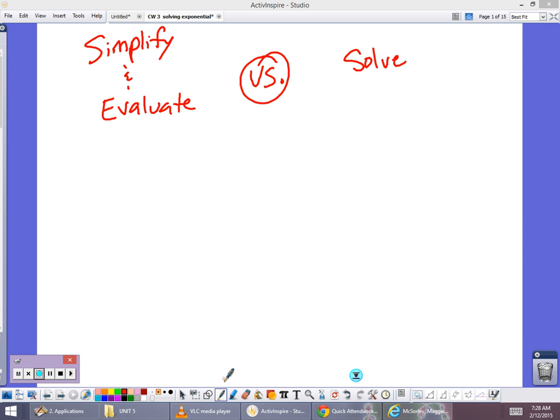This is day 3 of Unit 5. Simplify. I would like to have you guys start off by deciding what is the difference between simplifying and evaluating and solving. So there are different rules that apply. Let me give you a problem like 4 to the x equals 8 to the x minus 5. That's an equation where you have to solve and find what x is.